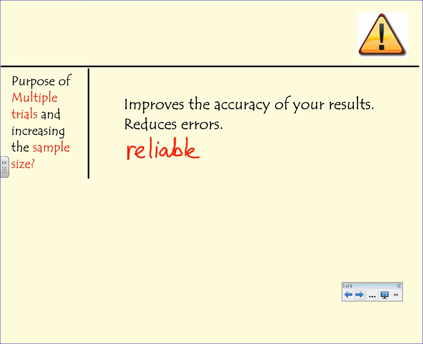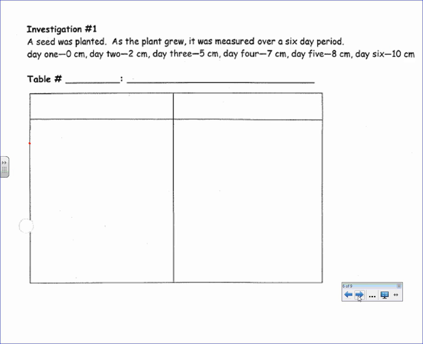Okay? Let's take a look at your homework, which is due on Friday. You guys are going to be making a graph. This first investigation, it says a seed was planted. As the plant grew, it was measured over a 6-day period. Day 1, it was 0 centimeters. Day 2, it was 2 centimeters. Day 3, it was 5 centimeters, and so on and so forth.